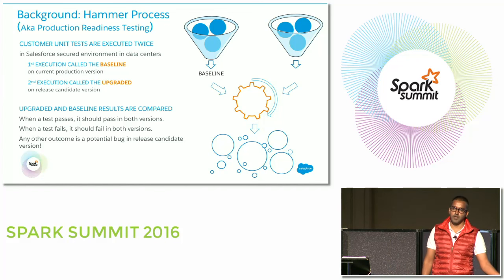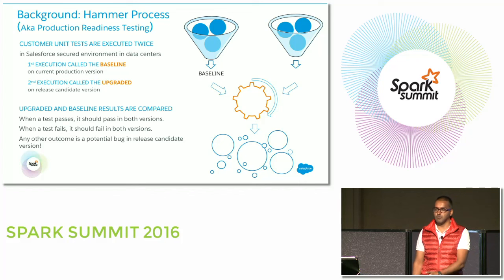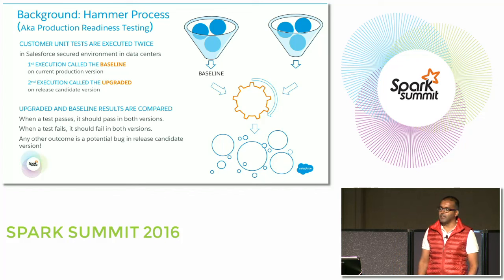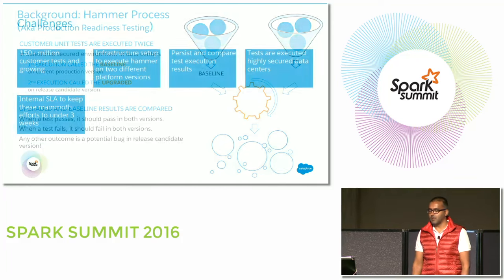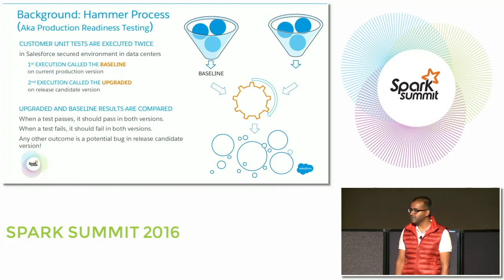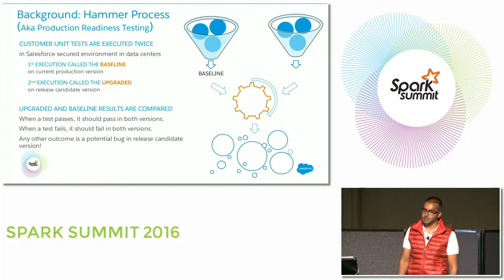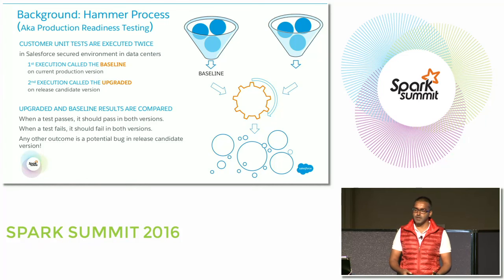When a test passes in the current version, it is expected to pass in the future version as well. And if the test was failing, it is expected to fail in the future version of the software as well. Any other outcome is a potential regression that we may be introducing in the upcoming version of the software release, and that is what the hammer process is going to identify. When the hammer process is finished, what we have is a bunch of clusters that are generated. What you see at the bottom right of your screen is a bunch of clusters. Each cluster is a group of similar looking test failure messages. How we generate these clusters and what they mean, we're going to learn in subsequent slides.